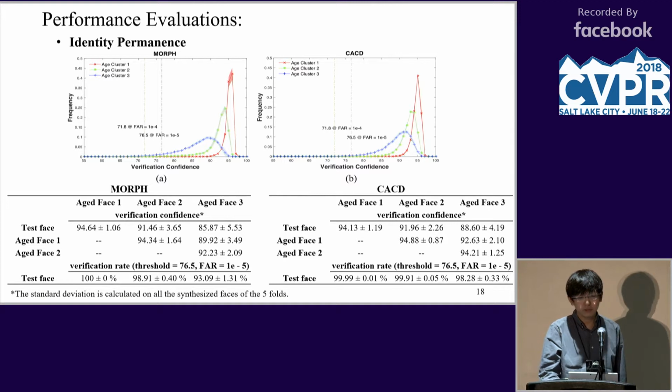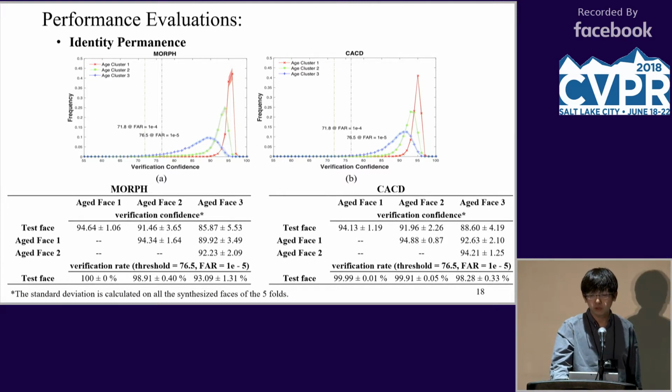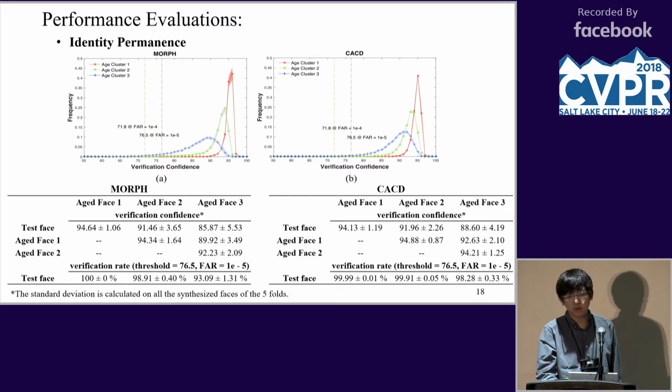For identity permanence, we use the face verification API of Face++, comparing face pairs between test faces and synthesized ones, or between synthesized faces from different age groups. The verification rates are quite good at a very low false alarm rate, indicating identity information is well preserved.